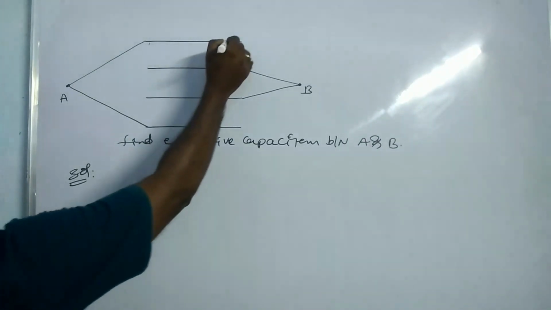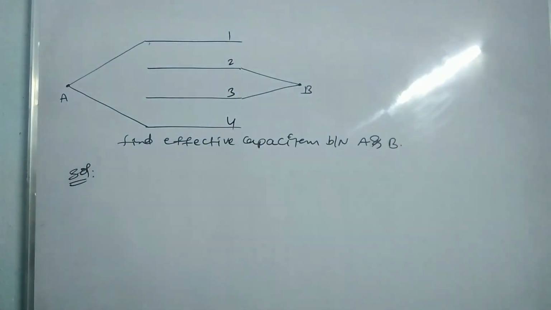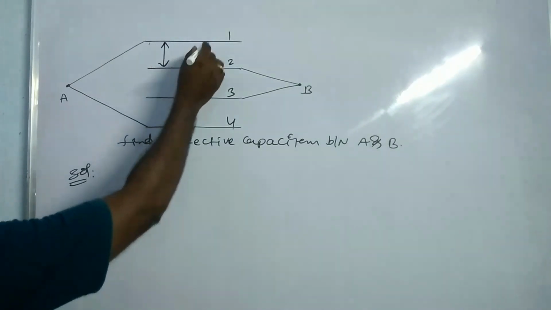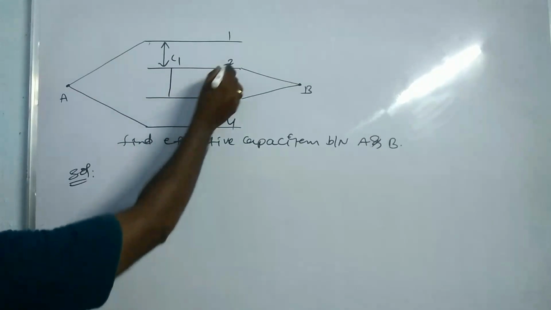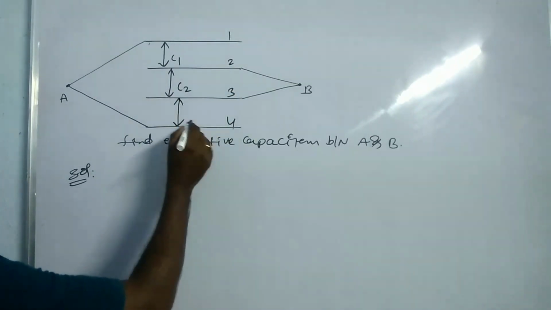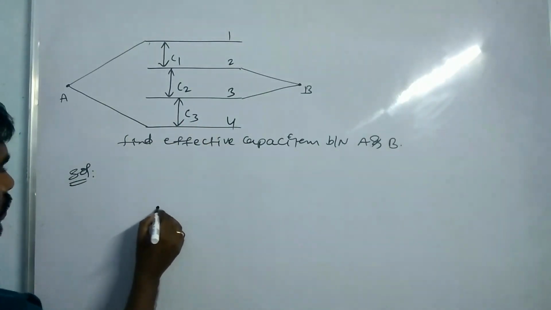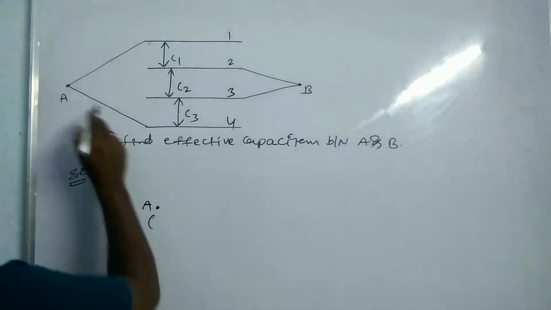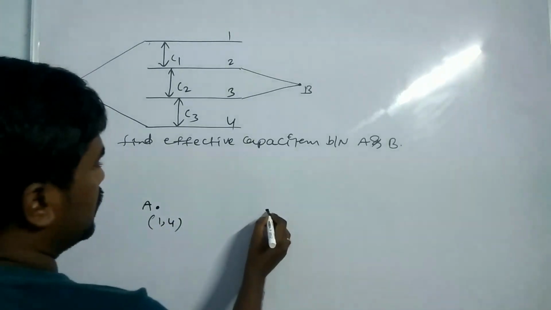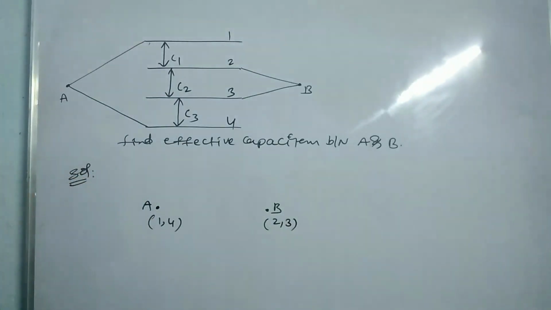So at first you have to number the plates 1, 2, 3, 4, right? And there is a capacitor C1 between the first plate and second plate, capacitor C2 between the second plate and third plate, and capacitor C3 between the third plate and fourth plate. 3 capacitors are there. Now point A is connected between 1 and 4. Point B is connected between 2 and 3.